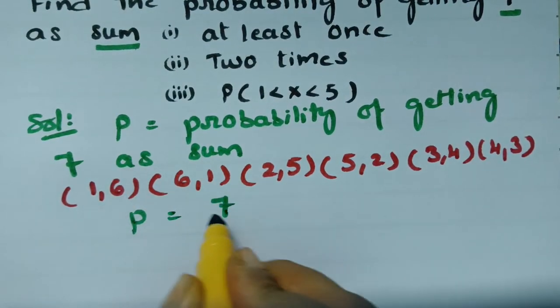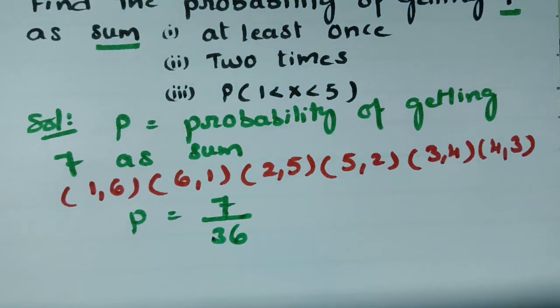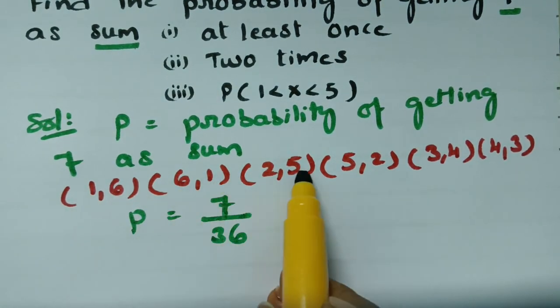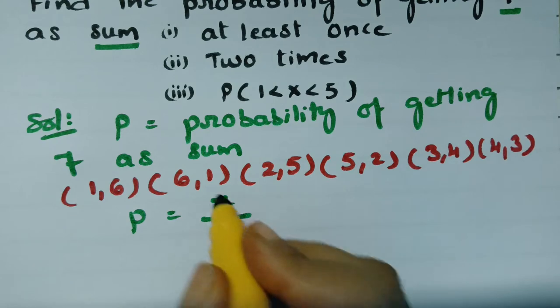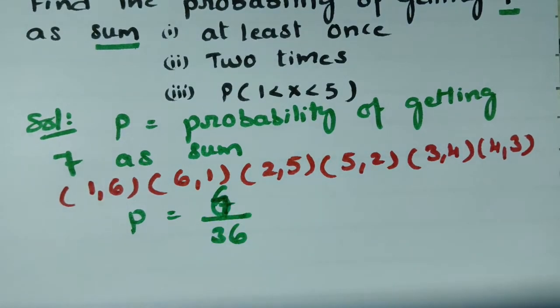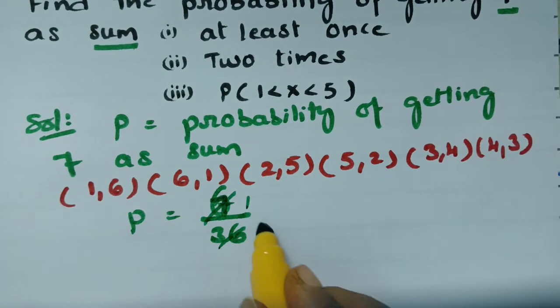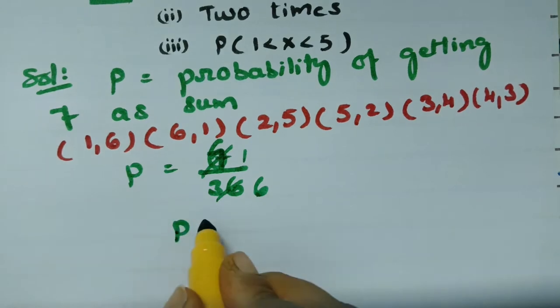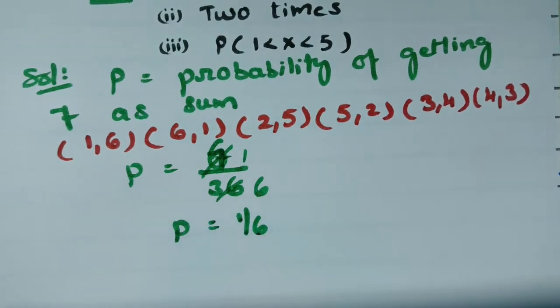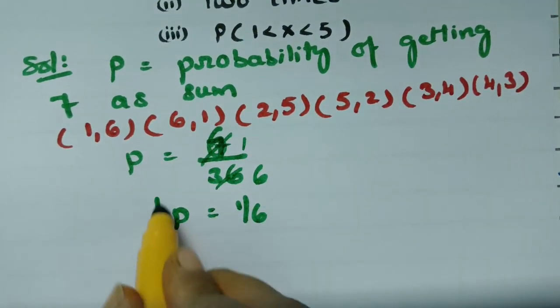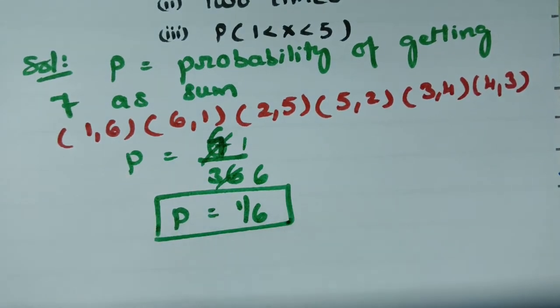Therefore, P is equal to 6/36, only 6. If I cancel, this will be 1/6. Therefore, the probability of getting 7 as sum when 2 dice are thrown is P equal to 1/6.